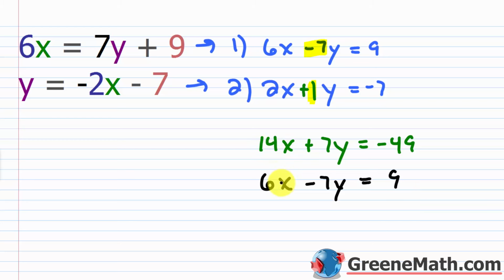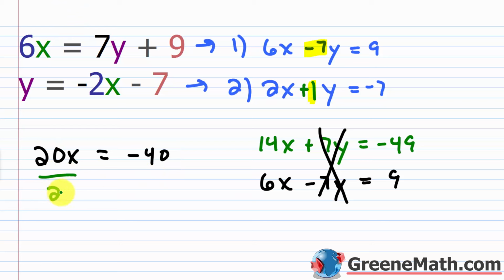So 14x plus 6x is going to give me 20x. And then 7y minus 7y, those are going to go away, right? That's going to be eliminated. So this would be equal to, if we have negative 49 plus 9, negative 40. So at this point, we see that we only have one variable involved. So we can just divide both sides by 20 and find that x is equal to negative 2. Okay, so very, very simple.